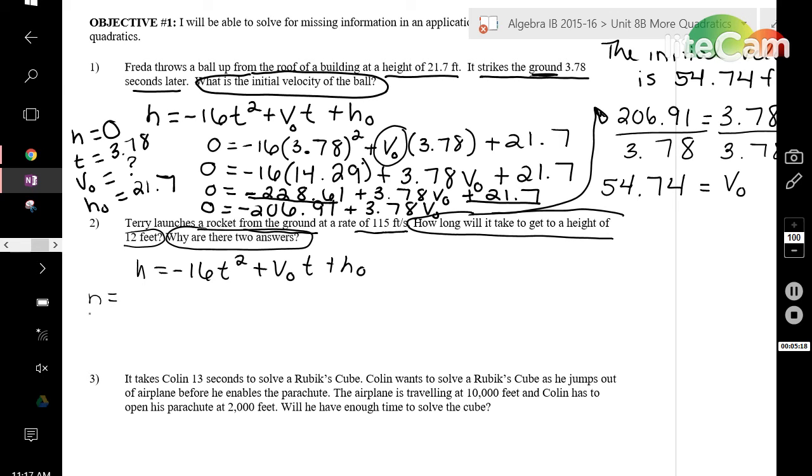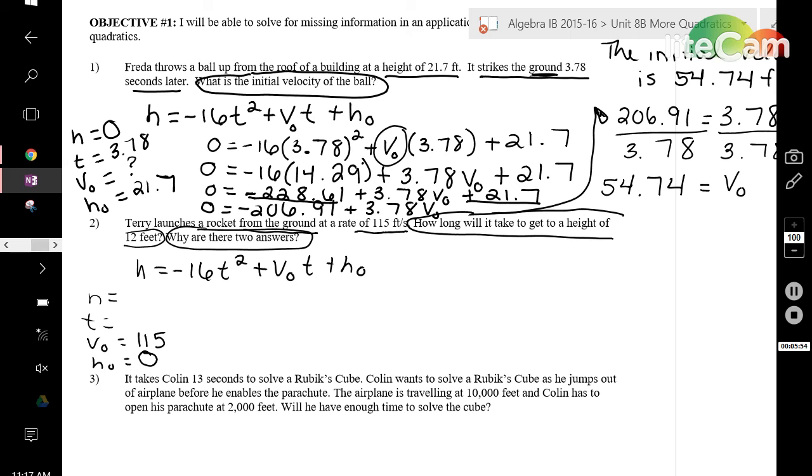Let's figure out what I'm going to be plugging in for these variables. So, a rocket is launched from the ground. Well, if I'm starting on the ground, that means I'm 0 feet above the ground. And h sub 0 is our starting height. So that means I'm starting 0 feet in the air. I'm on the ground. It says at a rate of 115 feet per second. Feet per second tells us velocity. So my velocity is 115.